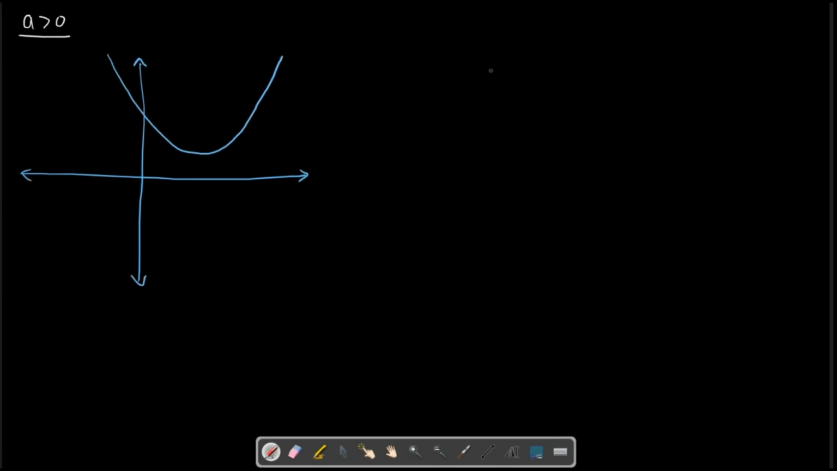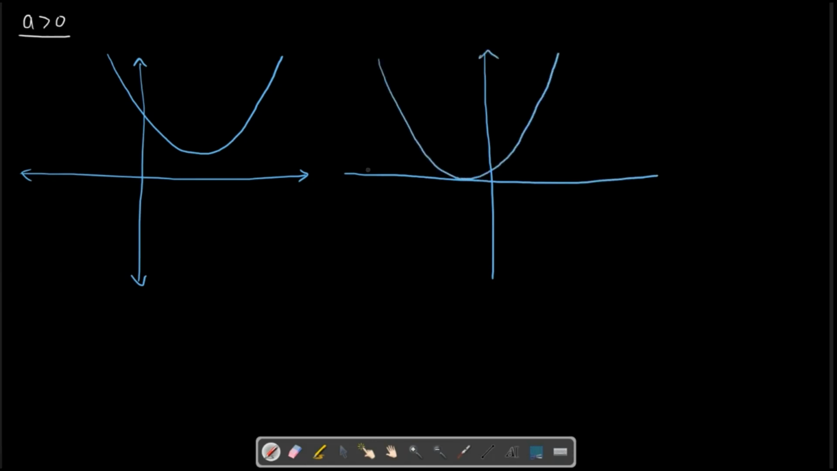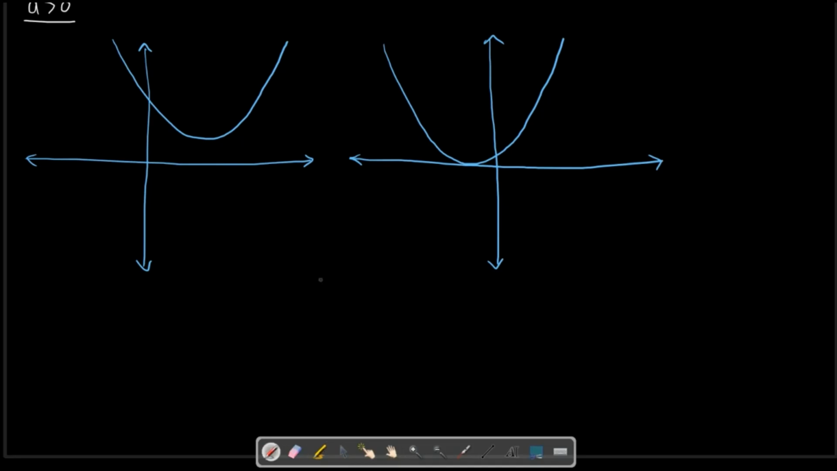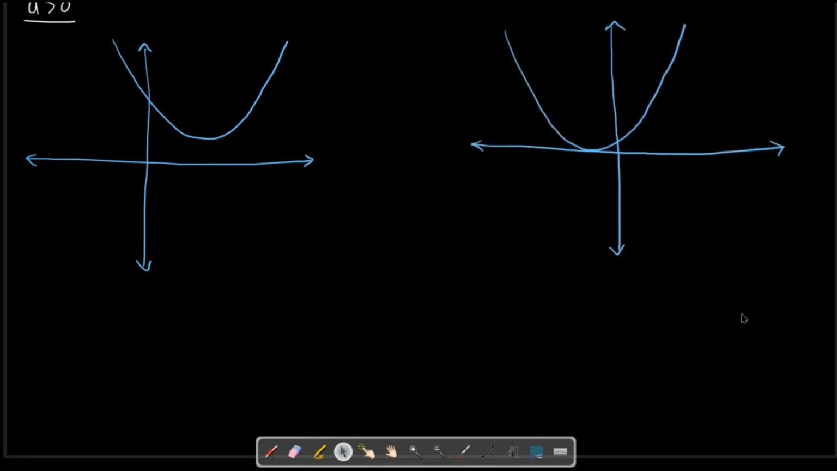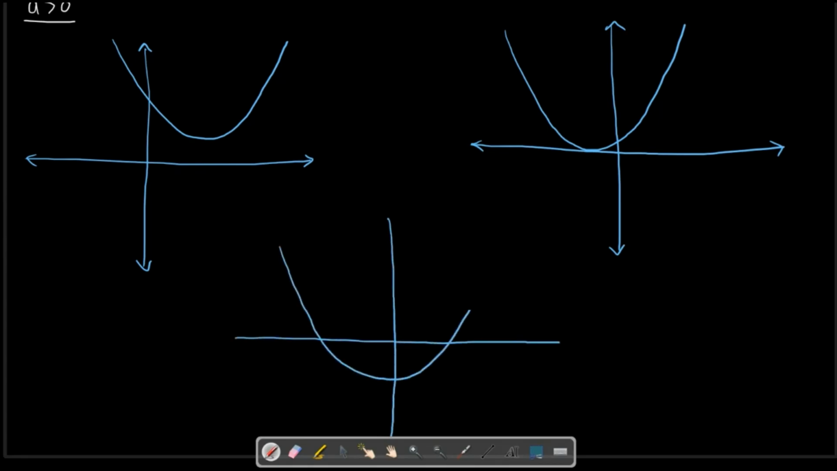Let's talk about the case when a is positive. Look carefully, there are three such graphs possible. The first graph is like this, or can be like this. The second graph can be something of this sort. And the third graph can be, let's make some space over here, let's move it a little bit to the right. Third graph could be like this.